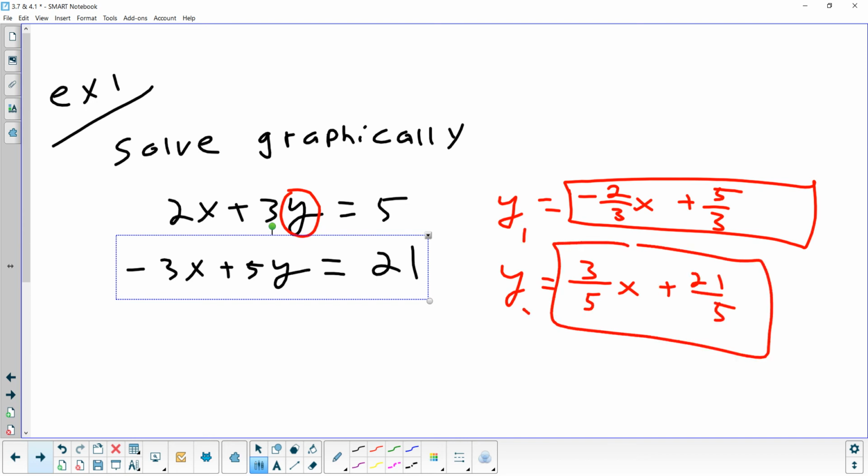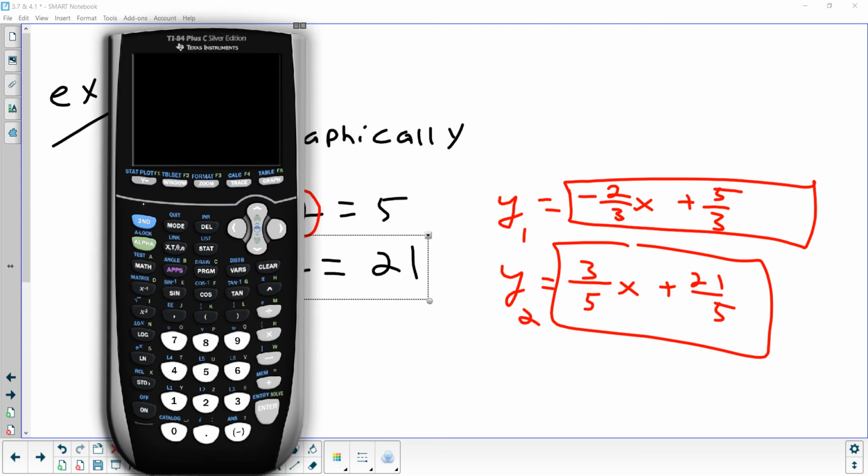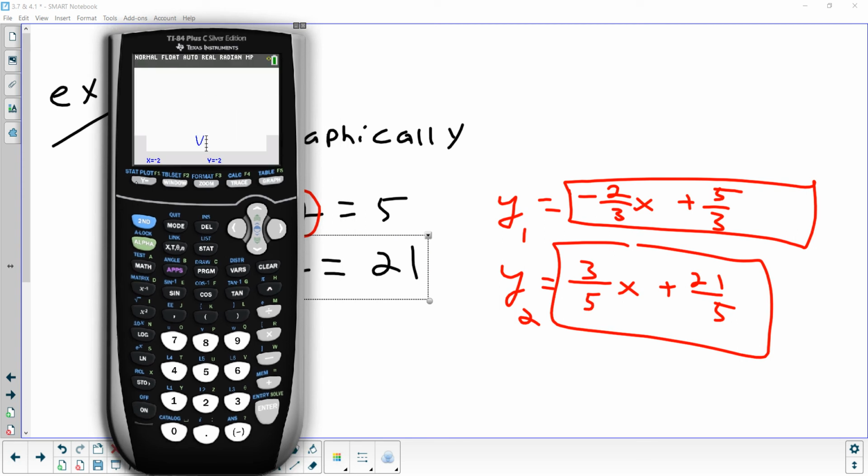Okay, so now we're going to use that on the calculator. Let's put one of them in y1, put the other one in y2. Just got to be careful with all the fractions. I would use parentheses. So let's put in negative 2/3 x plus 5/3. That's how you type in the first one. And the second one, we could put 3/5 x plus 21/5.